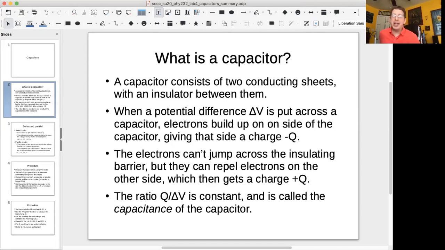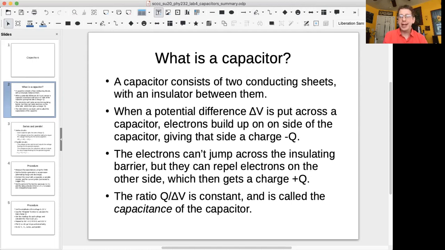And so you have a potential difference delta V. And the ratio Q over delta V, so the charge that builds up to the potential difference across it, is constant, and it equals the capacitance of the capacitor. So a higher capacitance means you can store more charge for the same voltage. And so you'll be able to see that in this particular experiment.